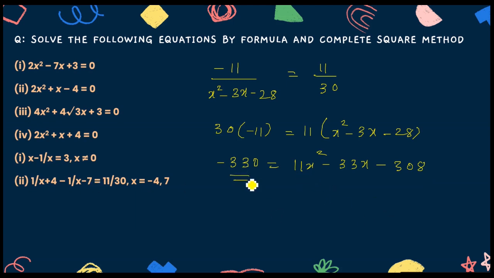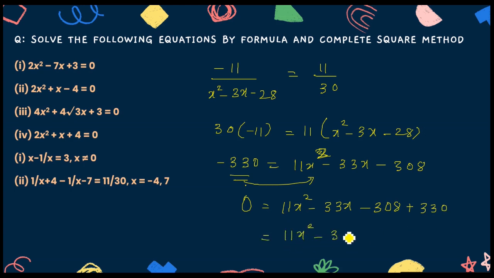So now this minus 330 I will just bring to the right side, because 3 terms are there on the right side, and it is a quadratic equation, the square term is present. So what will happen now? Minus 330 goes here, this side 0. 11x square minus 33x minus 308 plus 330. So this will give us 11x square minus 33x plus 22, that's all, equal to 0.